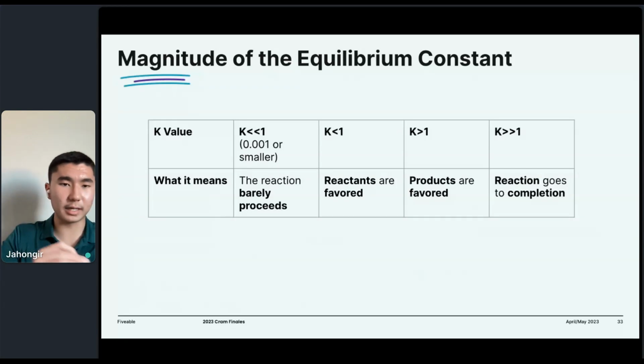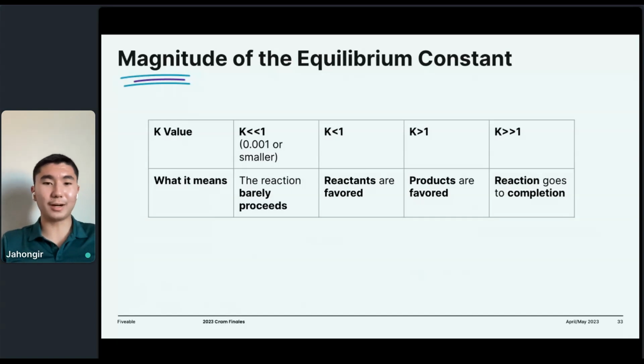Now, if our K is less than 1, then our reactants are favored, and it's not like it has to be smaller than 0.001. It's basically that it's smaller than 1. If our products are favored, that's when K is greater than 1, and if K is abnormally greater than 1, maybe like 50 or even 100, then our reaction goes to full completion.